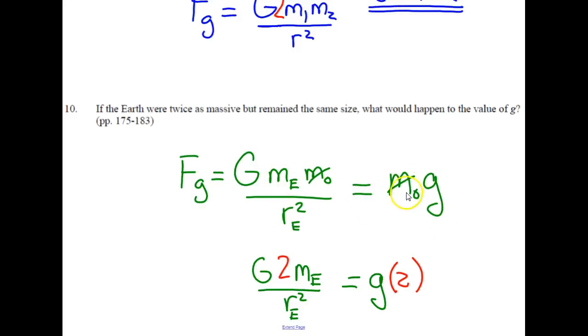Well, if these two are equal to each other, the mass of the object, m0, cancels. And so little g would be big G, mass of the earth, over radius of the earth squared. You can see that if we double the mass of the earth without changing the size of the earth, that would be a direct relationship, and therefore the acceleration due to gravity on Earth would also double if we doubled the mass but the Earth remained the same size.